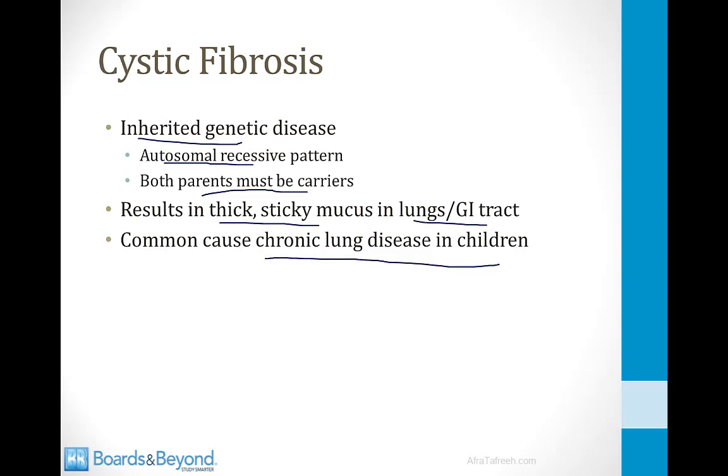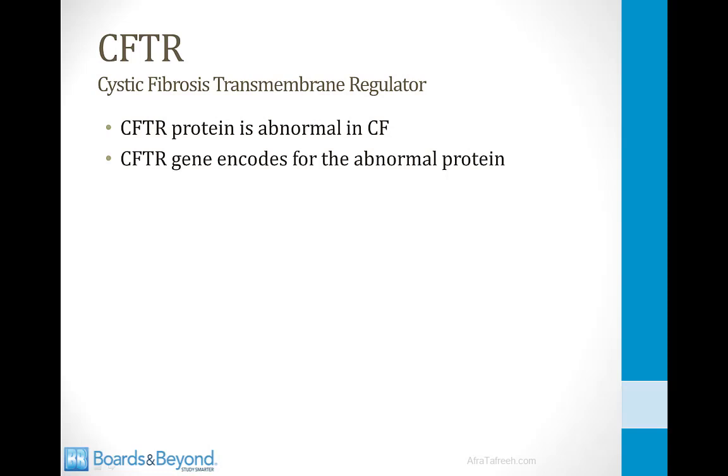Chronic lung disease in children is rare. It's much more common in adults who are smokers, but children who have chronic lung conditions often have cystic fibrosis. The protein that is abnormal in cystic fibrosis is called the cystic fibrosis transmembrane regulator, or the CFTR. So the CFTR protein is what's abnormal in the disease, and the CFTR gene encodes for that abnormal protein.